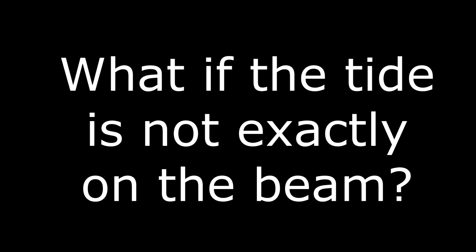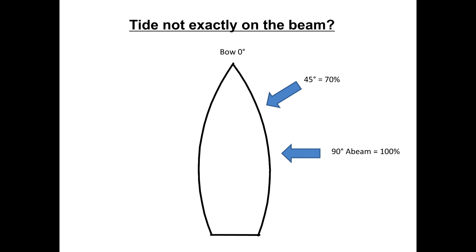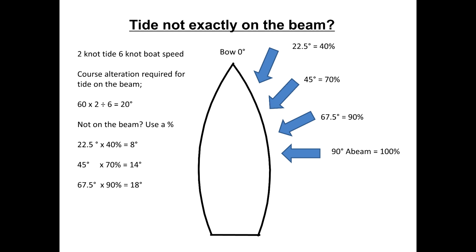What if the tide's not exactly on the beam? Well, take the midpoint between the bow at 0 degrees and the beam at 90 degrees, which is 45 degrees, and then split this again between 45 degrees and the bow and 45 degrees and the beam, which will give us enough options for the angle the tide could be hitting us at. And we percentage the degree to which we will counter the tide.